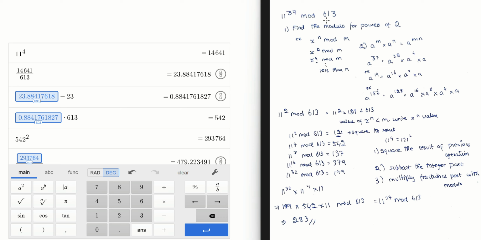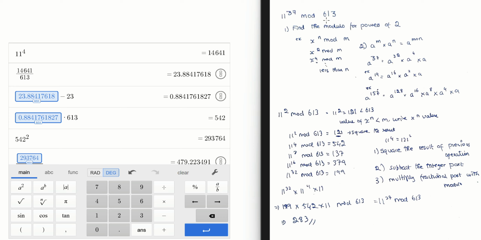How this basically works is using the formula a power m into a power n is a power m plus n. You would have read this in school, right? So 37 and 19 and 157 are just simple examples here. Whatever number it is, it can be written as a sum of powers of 2. So the same concept we are going to use here. We are going to find the powers of 2 for 11 and 613.